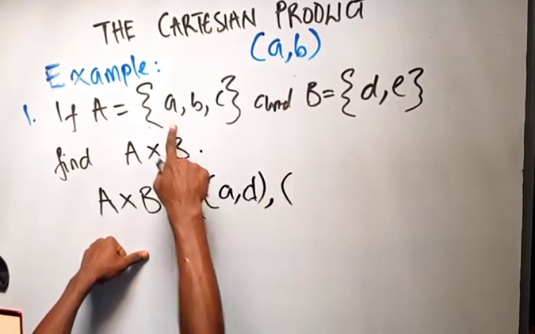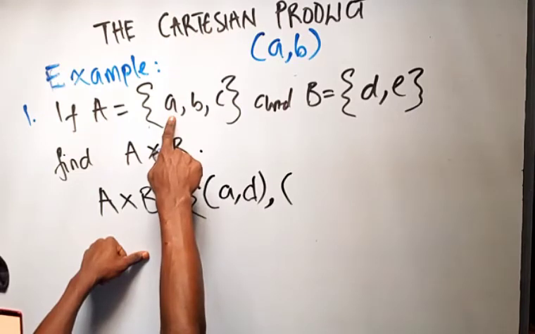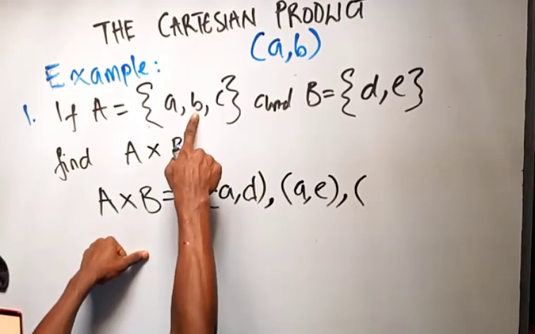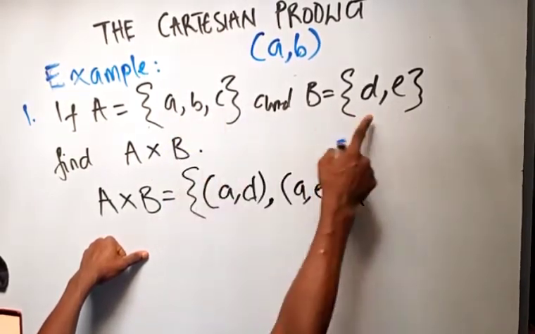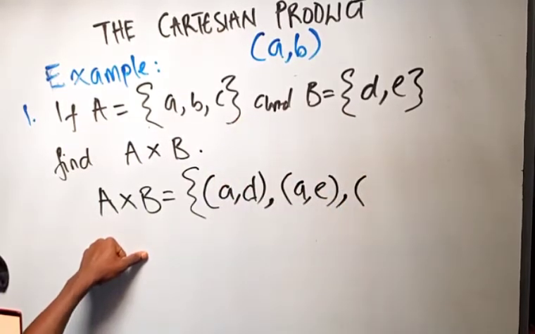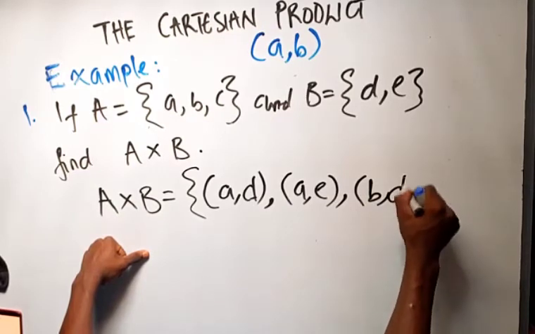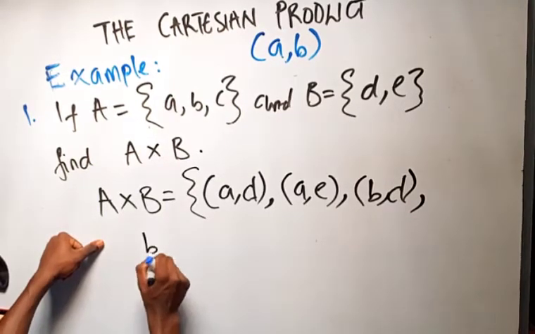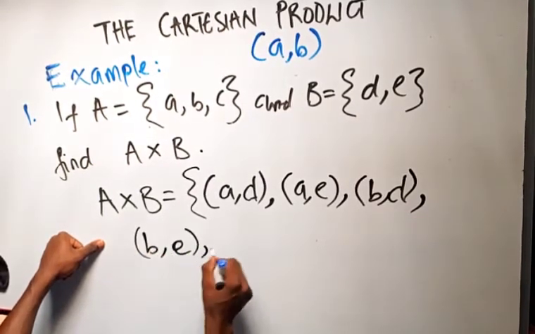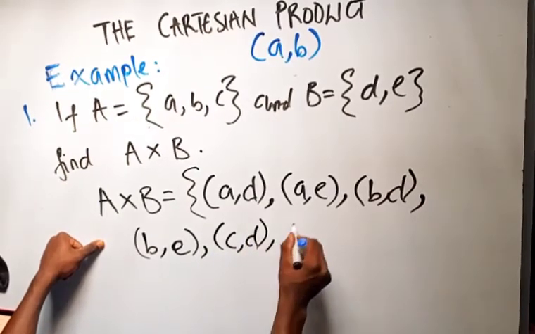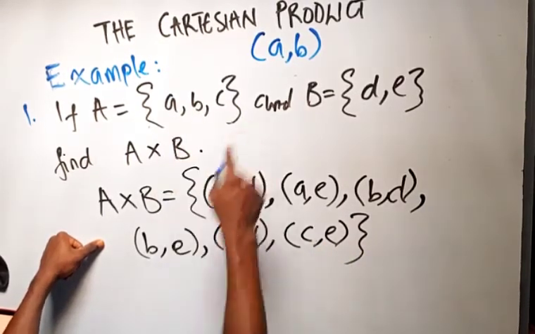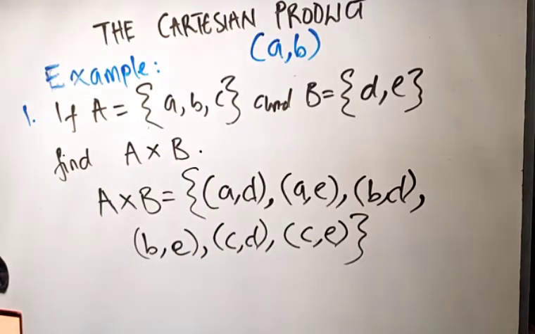You put a comma, take the first element from A, you continue with the letter a until we are done with it. So that will be a comma e. This is the next element. The next thing will continue with b. You've already taken a comma d, a comma e. The next will be b comma d, b comma e, c comma d, c comma e. That will be b and d, b and e taken together, then c and d taken together, and finally c and e taken together. So we have 6 elements: 1, 2, 3, 4, 5, 6. That is pretty simple.